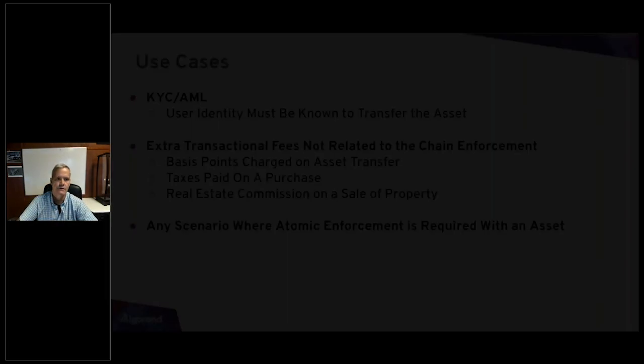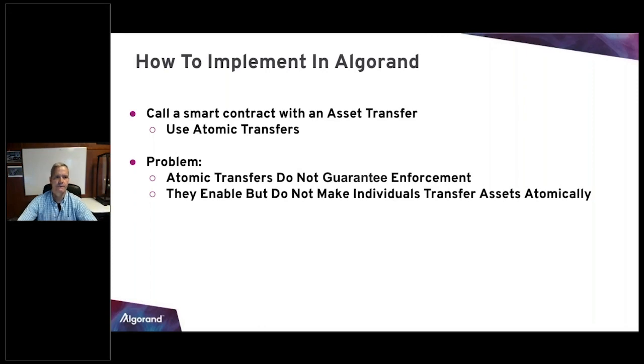So stepping into a little bit more about it, how do I implement this on Algorand? Well, typically what we tell people is you can call a smart contract with the asset transfer and group them atomically. And what do I mean by group atomically? I mean using Algorand's native layer 1 atomic transactions, where you can group up to 16 transactions and they either all succeed or they all fail. The problem with this approach is the atomic transfers do not guarantee the enforcement. They enable it, but they don't guarantee it.